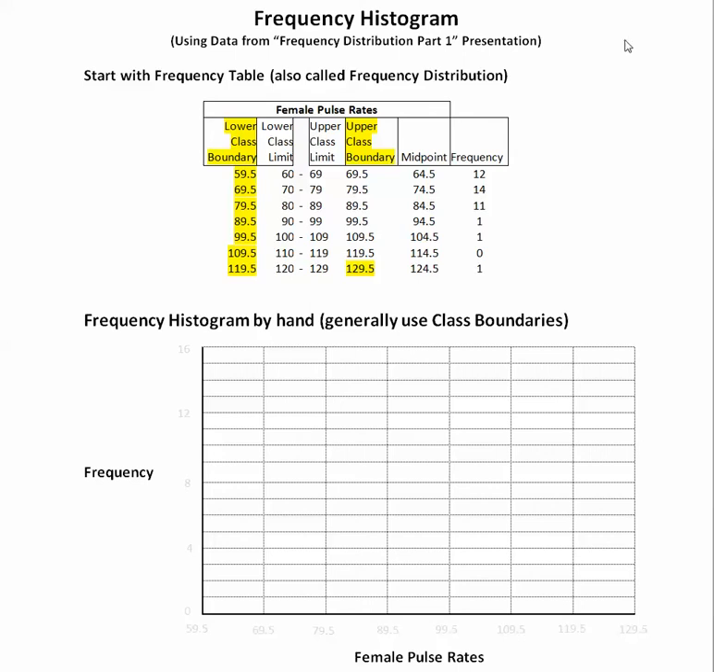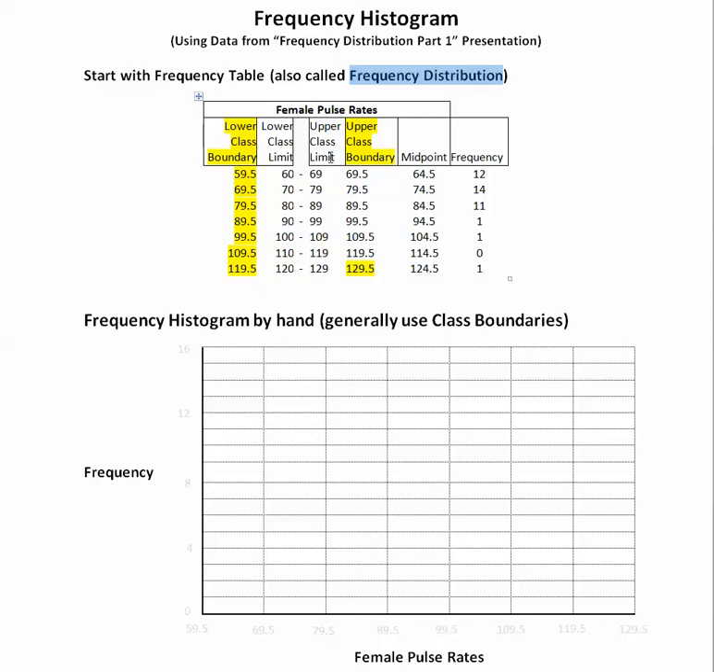This frequency histogram is based on data that I used in doing the presentation called Frequency Distribution Part 1. You can see that here. So if you were to watch that video, you would see where these data come from. And everything in this table down here is exactly the same as was presented in that video. So we start with a frequency table, which again could be called a frequency distribution. Frequency distribution and frequency table basically mean the same thing.